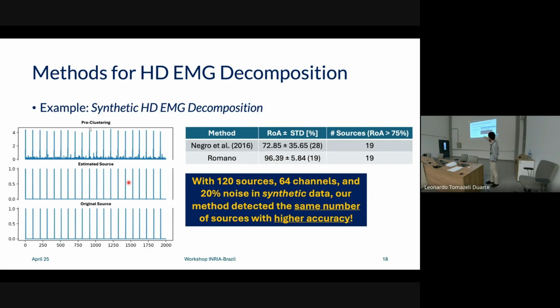And the original source, since we are using synthetic signals, we can compare with our original signal. We can check the similarity between the estimated source and the original source, and our algorithm, as compared to the classical blind source separation algorithm, produces the same number of sources decomposed from these signals, but with a higher accuracy that is estimated by this rate of agreement between the spike times of these two neurons.